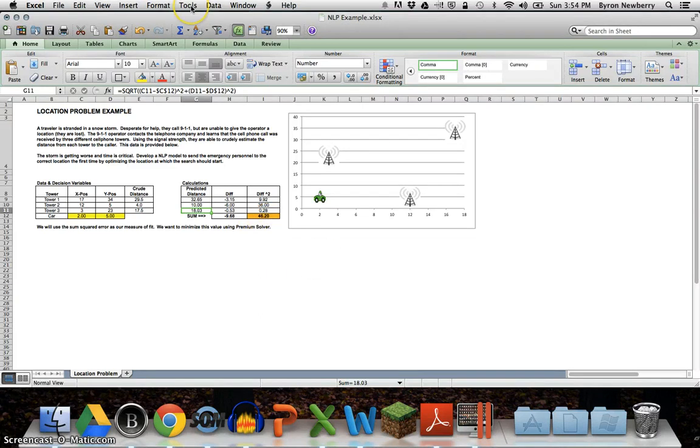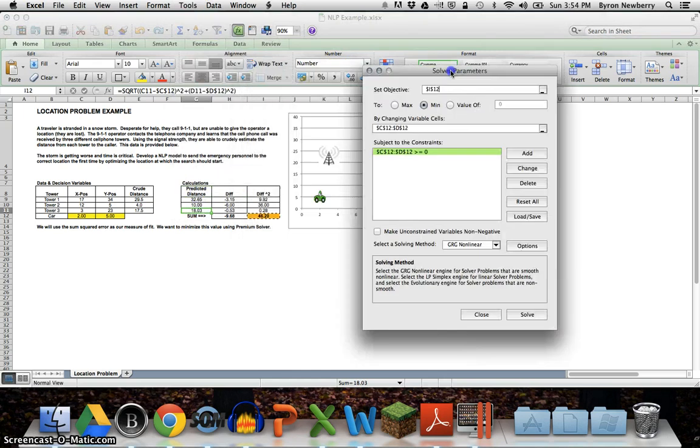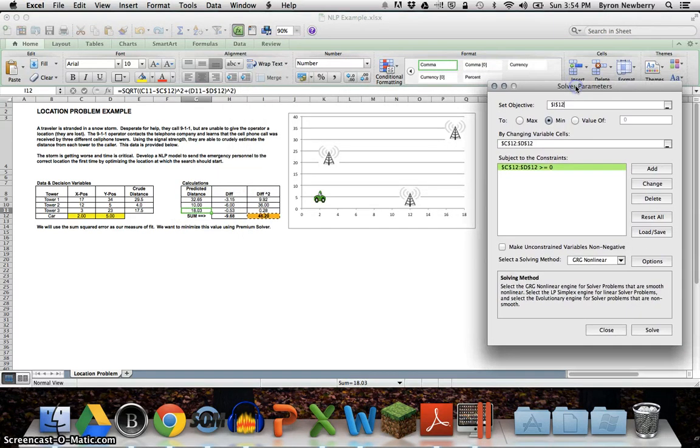We're now going to activate the solver. I already have things keyed in to keep the video short, but you'll notice I12 is what we're trying to minimize this time, not maximize. We're minimizing that difference squared sum by changing the location of the car. That's C12 and D12.